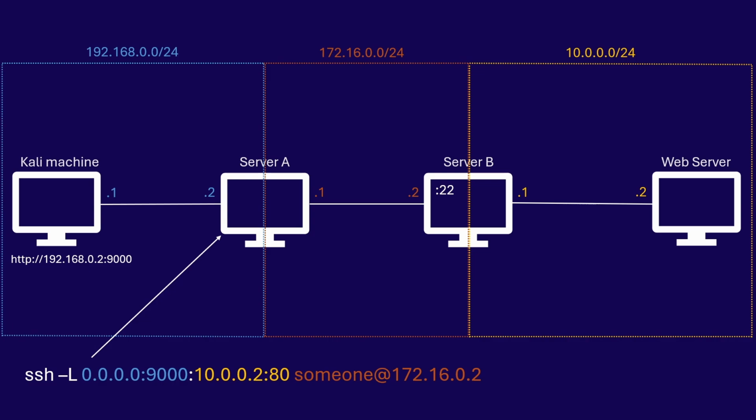Let's consider how this command works and how to read it. ssh -L of course stands for SSH local. We need to tell SSH that we want to use local port forwarding.